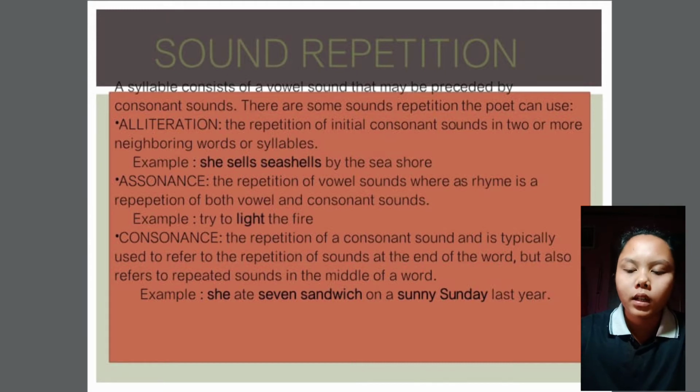Next is consonance. Consonance is the repetition of a consonant sound and is typically used to refer to the repetition of sound at the end of the word, but also refers to repeated sound in the middle of a word. For example, she ate 7 sandwiches on a sunny Sunday last year. For more examples, the ship has sailed to the far off. And the last, Sally sails by the seas.